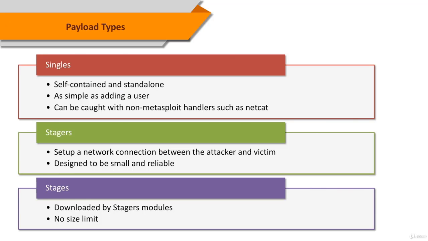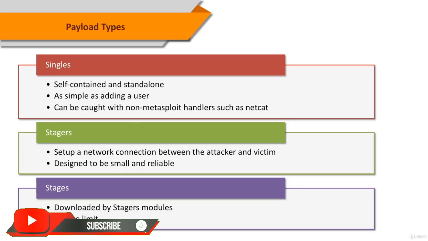So singles are payloads that are self-contained and completely standalone. A single payload can be something as simple as adding a user to the target system or running calc.exe. These kinds of payloads are self-contained, so they can be caught with non-Metasploit handlers such as netcat.